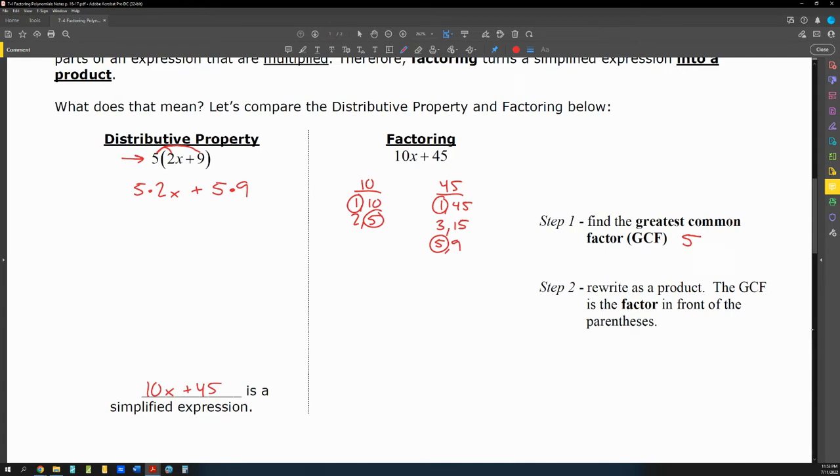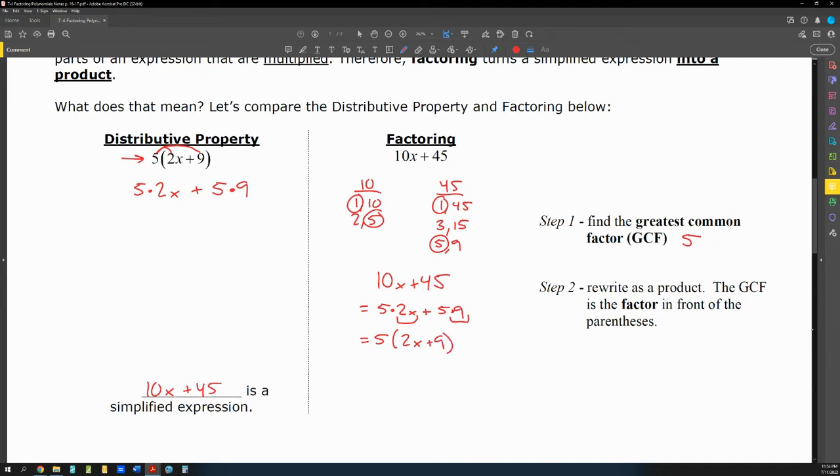So we can rewrite, I'm going to just rewrite this down here. We can rewrite 10x plus 45 as a product of those factor pairs. So 10x is equal to 5 times 2x, and then 45 we can rewrite as 5 times 9. And now both of these have 5 times something. So we can write this out as 5 times the entire grouping, everything that we're multiplying by 5. So 2x and 9.